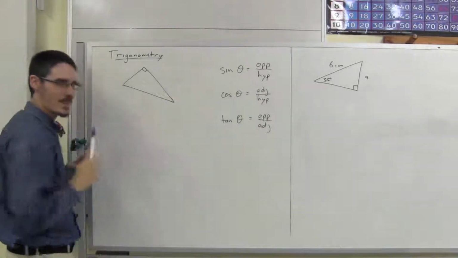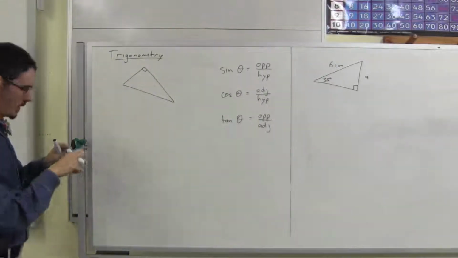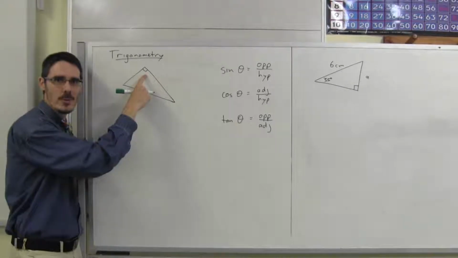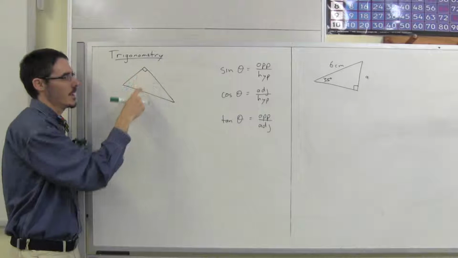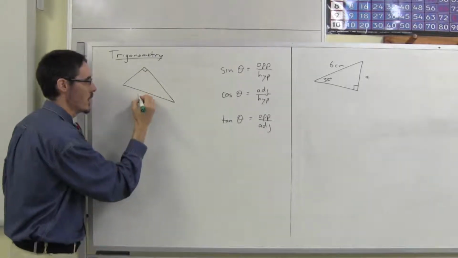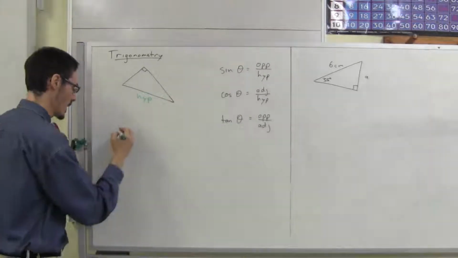Before we get there, we need some names for these sides. So, to start with, this is my right angle. The side opposite that is the longest side of the triangle, and that is called the hypotenuse. I'm not going to write the whole word, maybe I will down here.